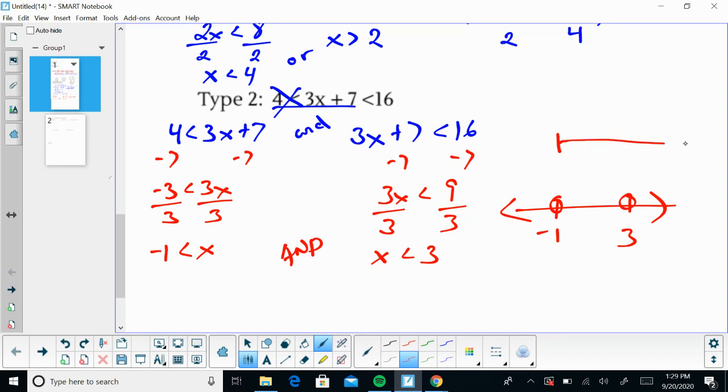I want all the values to the right. Remember that you can rewrite it like this. My second inequality, I want all the values less than 3. When I shade for an and, it's the overlap, so my overlap region is the middle part.